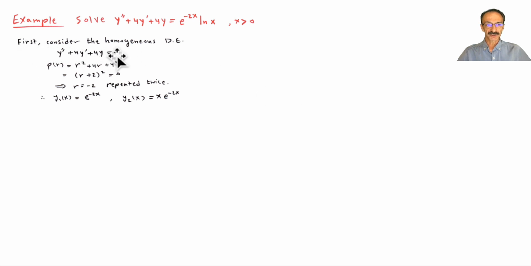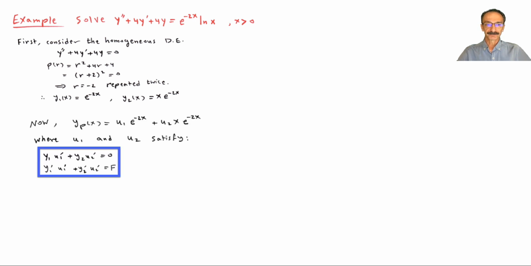We make this homogeneous. We ignore this right here. The auxiliary function p of r is r squared plus 4r plus 4. Factoring and solving, we get r equals minus 2, repeated 2 times. So we have y1 equals e to the power minus 2x, and y2 is x times e to the power minus 2x, because it's repeated.